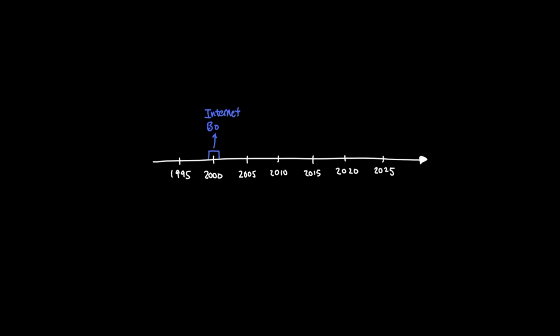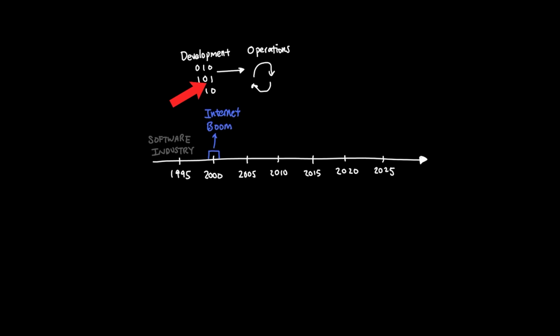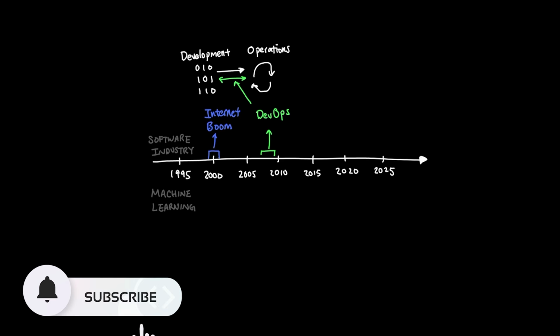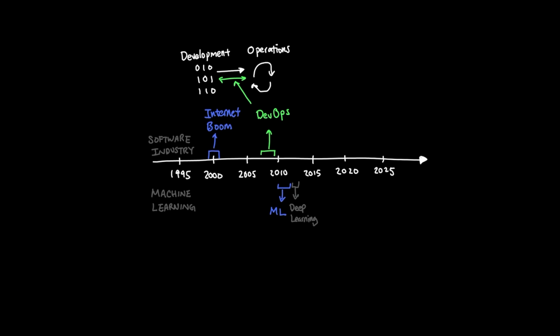Ever since the internet boom in the early 2000s, the software industry needed a more stable integration between development and operations. Around 2008, a new role emerged called DevOps that bridged the gap between development and operations. In the same way, machine learning started gaining huge traction in the early 2000s, especially with the deep learning revolution in 2012, and the industry desperately needed more stable operation between machine learning and operations.